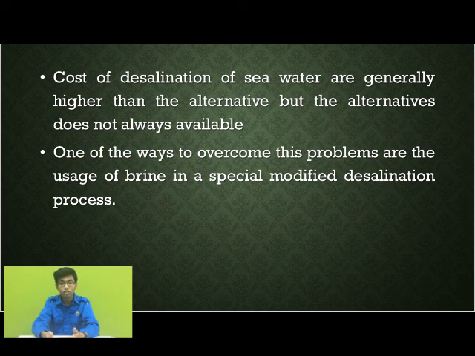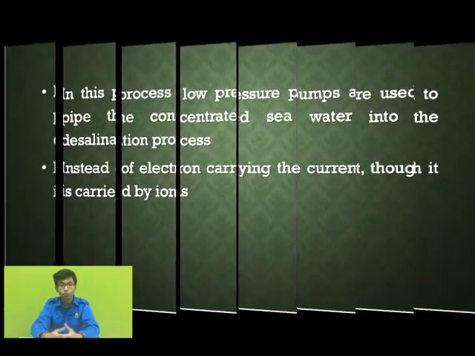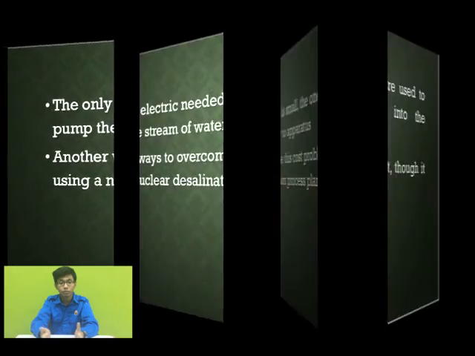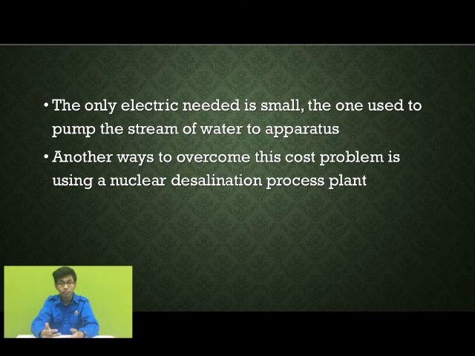So what can we do to reduce the cost is the usage of brine in a specially modified desalination process. In this process, low pressure pumps are used to pipe the concentrated seawater into the desalination unit. Instead of electrons carrying the current, the current is carried by ions. So the electricity needed for the desalination process is small, thus reducing the cost.